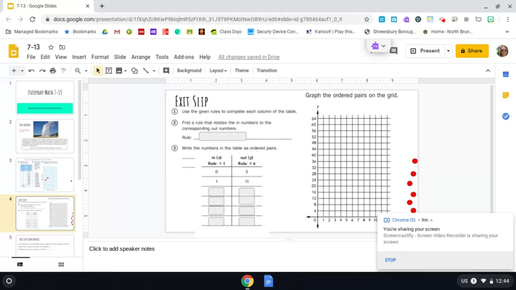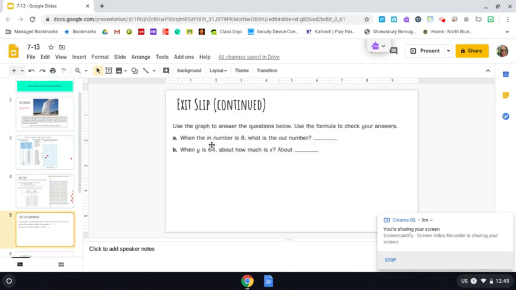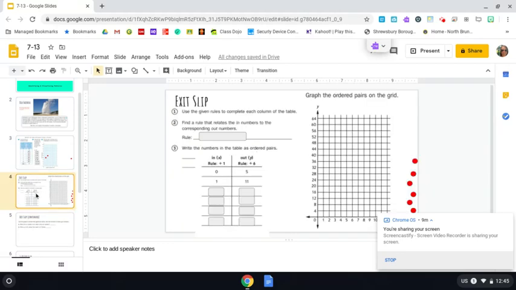You're going to do the coordinate points here. You're going to figure out the rule and plot your dots. Okay, and then you have one final question here, A and B. Use the graph to answer the questions below. So you're going to have to look back at your graph. All right, so good luck. Okay, working on your exit slip.